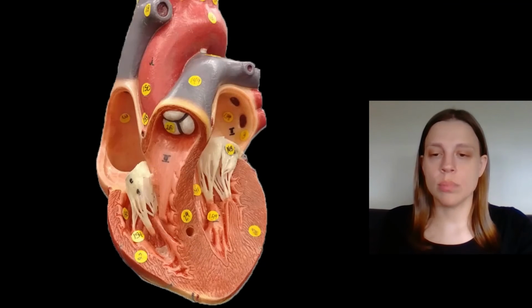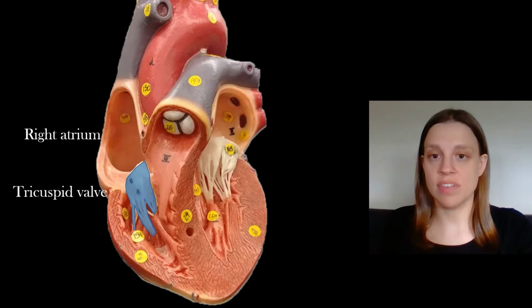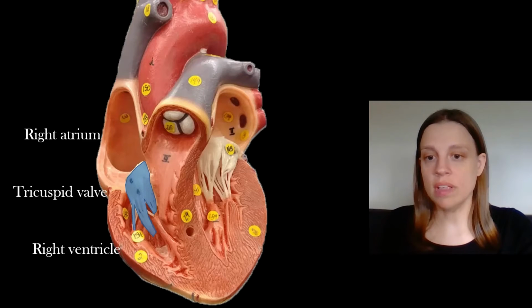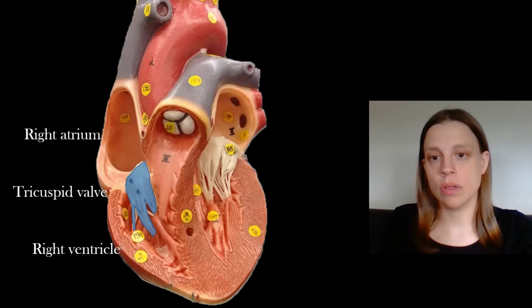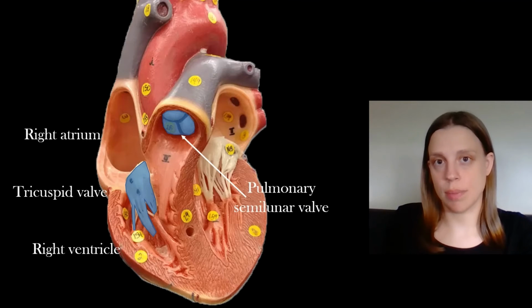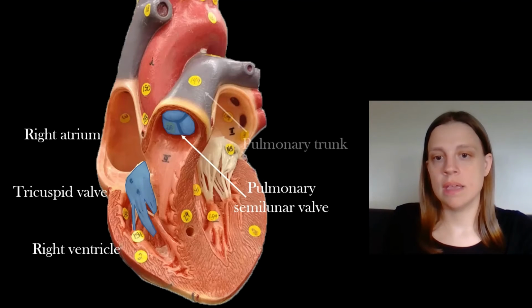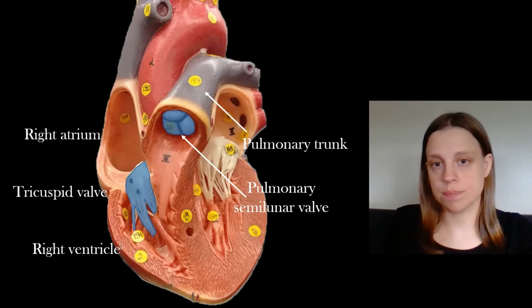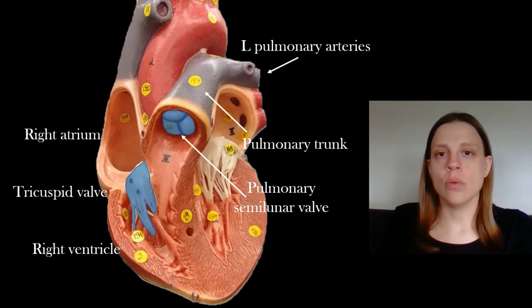So once the blood gets into the right atrium, it flows through the tricuspid valve and into the right ventricle. The right ventricle then pumps the blood up and out through the pulmonary semilunar valve into the pulmonary trunk, which then divides into the left and right pulmonary arteries.